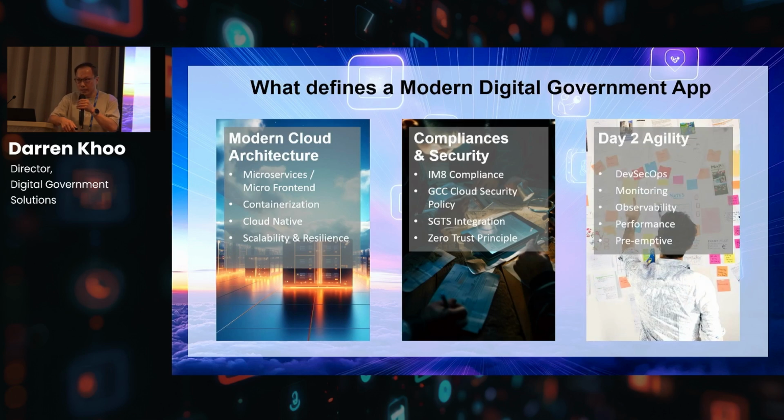So the last point is about day 2 agility. The life of a system actually doesn't end at the end of development. When you launch a system, it's the first day of the life of the system, and you're going to use it for the next 5 years or even more. So if you don't build in day 2 agility, you're going to have a hard time.